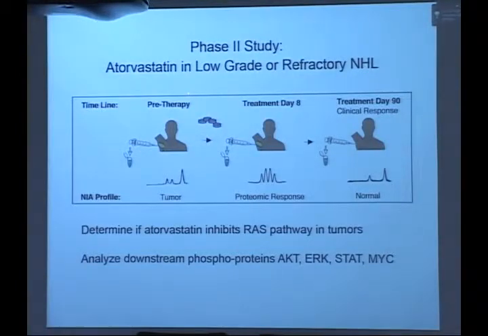I wanted to see if atorvastatin had activity in patients with low-grade or refractory non-Hodgkin's lymphoma. I set it up exactly like I described. I sampled the lymphomas by sticking a needle into them prior to therapy and day 8 of therapy, same time point as in the mice. And I wanted to determine if atorvastatin was really inhibiting the RAS pathway, which is upstream of all these molecules, and look at the downstream phosphorylation patterns to see if we're really impacting them, and then eventually correlate that to clinical response.